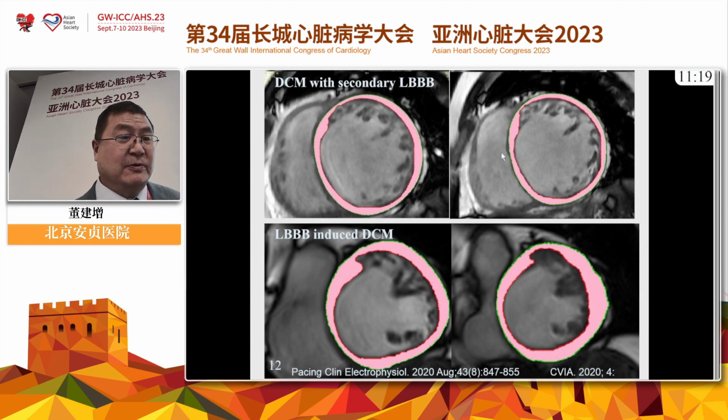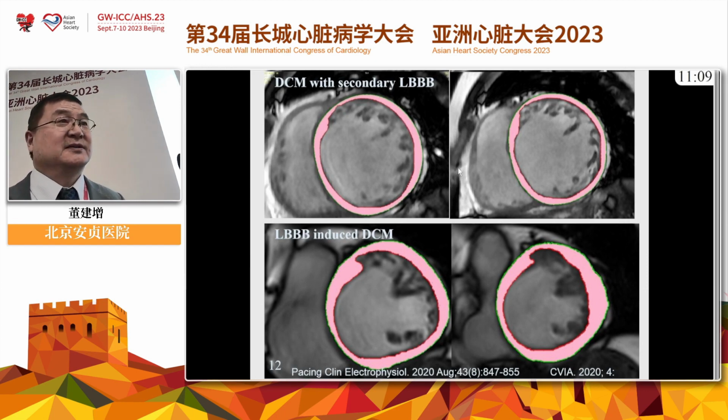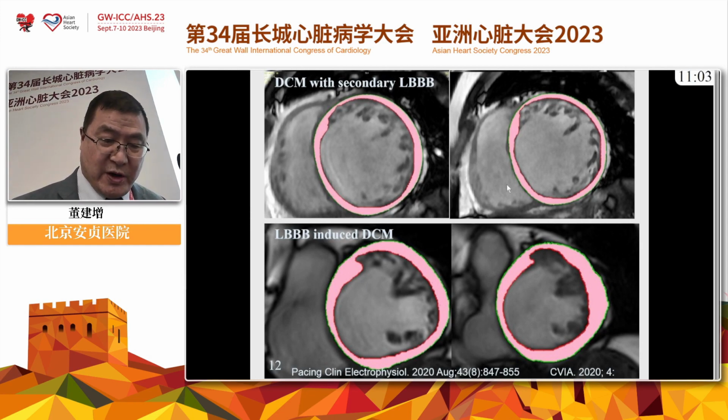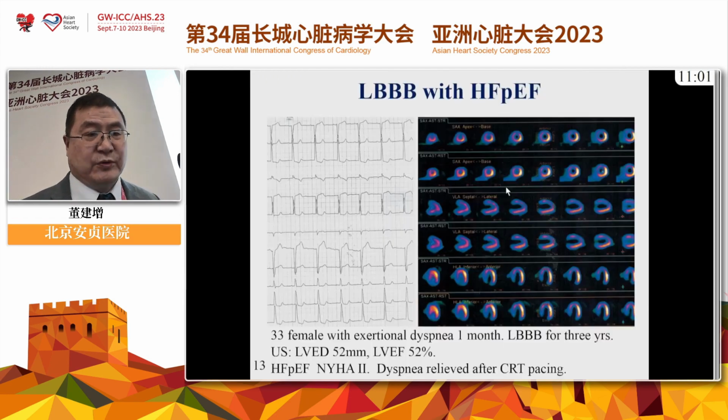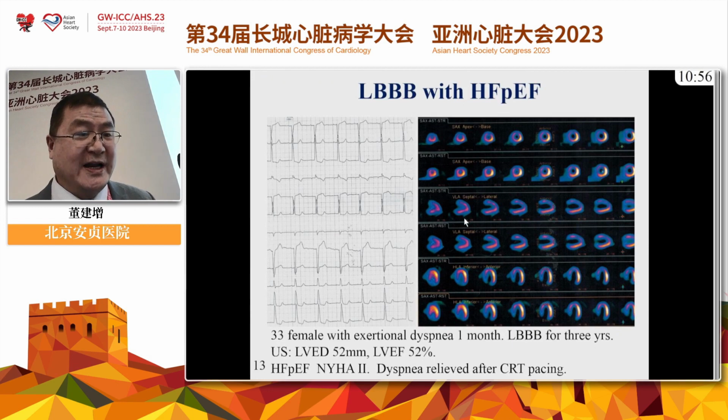If, like the upper two, the heart failure developed before the left bundle branch block, the patient responds worse to CRT. So it's very easy to determine which patients respond well and which do not respond well to CRT therapy. This is from a young lady with left bundle branch block.